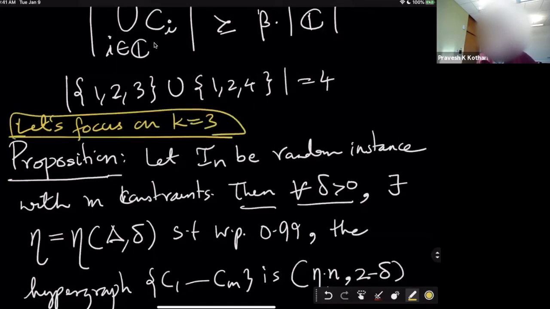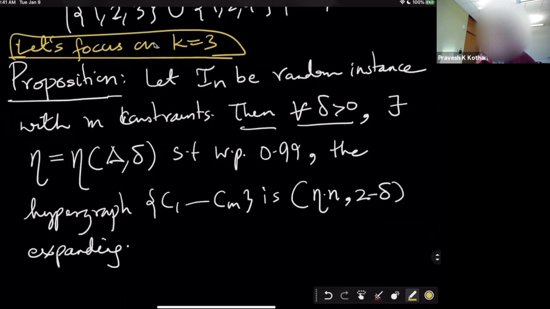Okay, that's why this 2 minus delta. Otherwise, of course, there's something, so there should be some dependence on k. So we'll just focus on this part, we'll just focus on proving it for k equals 3. The things just work out in an analogous way for larger k. So let's focus on k equals 3.